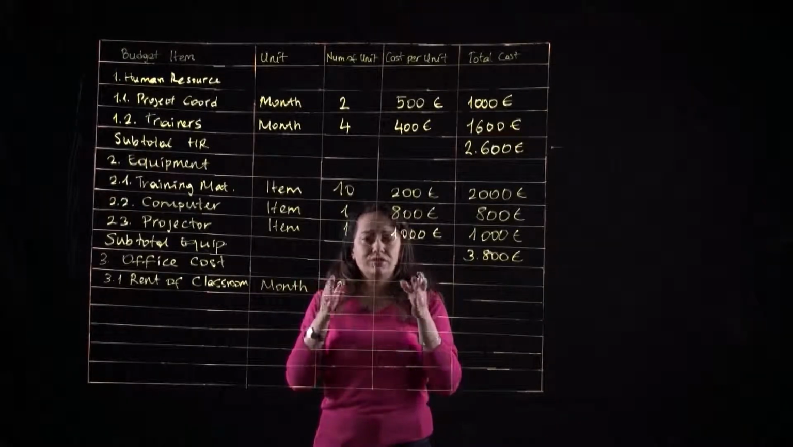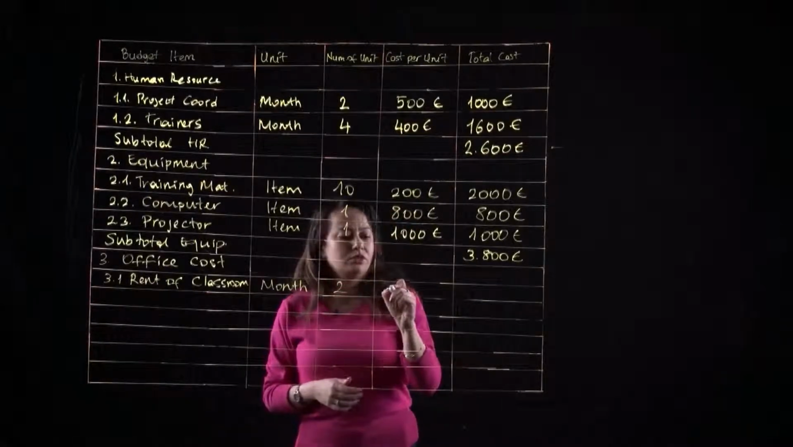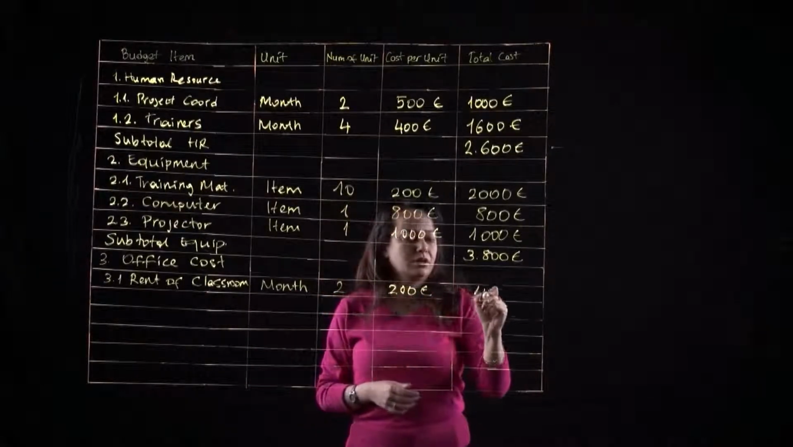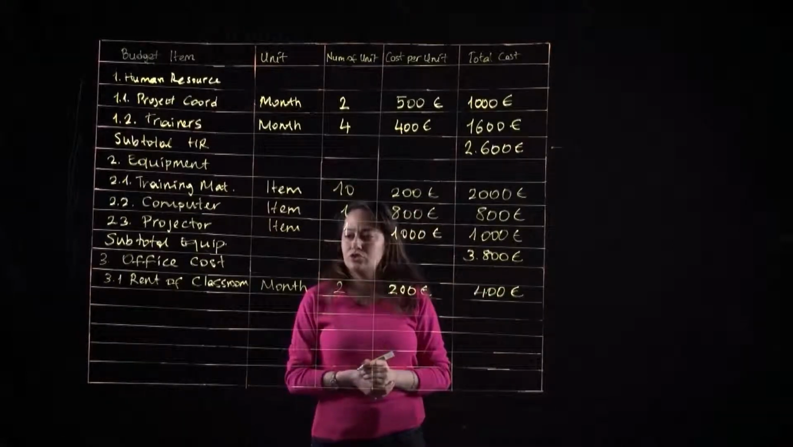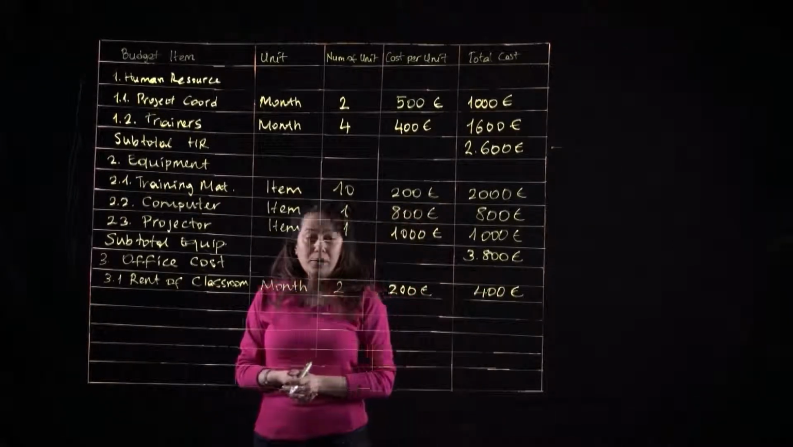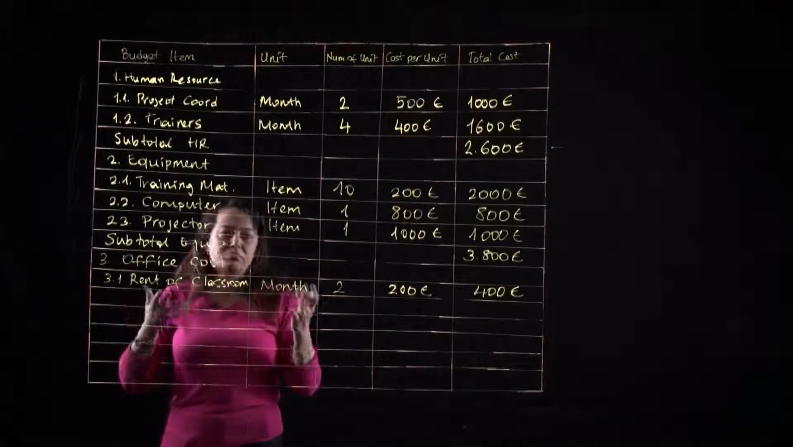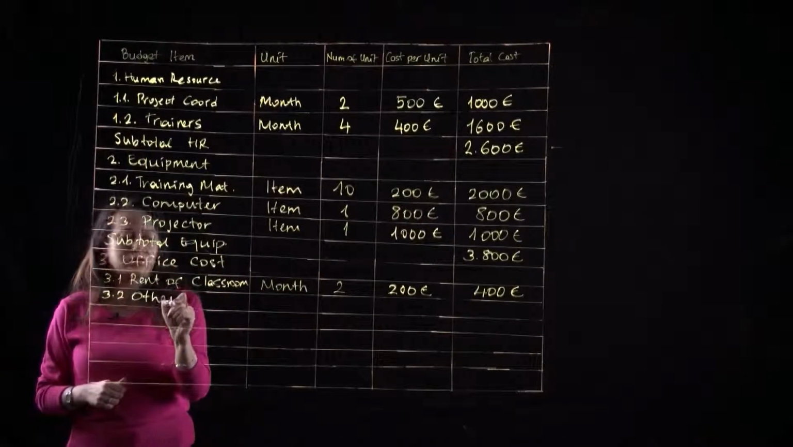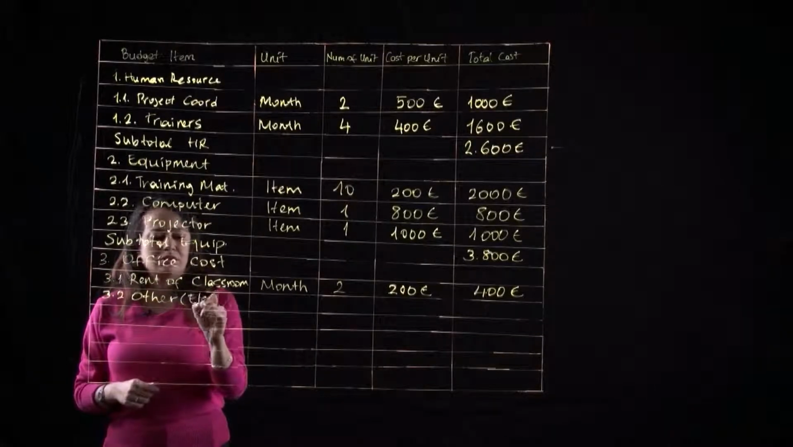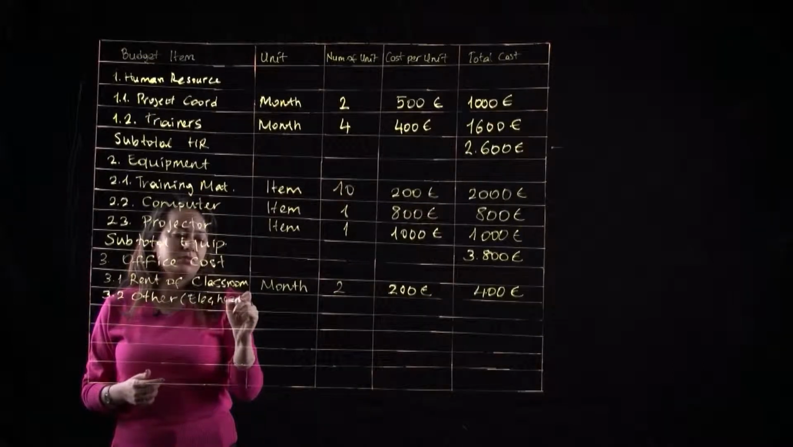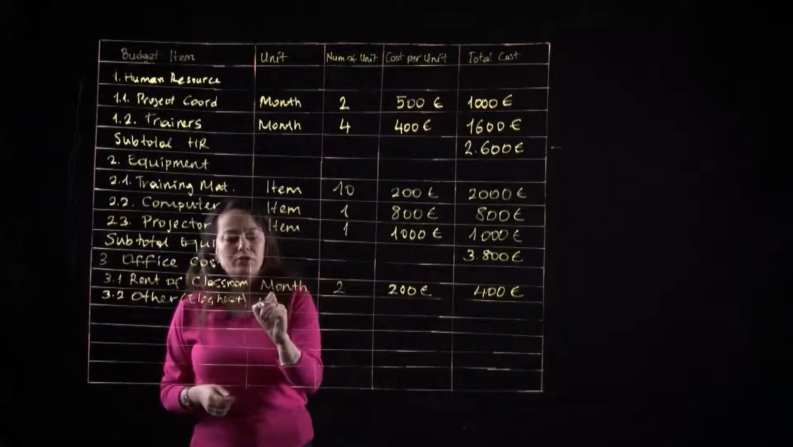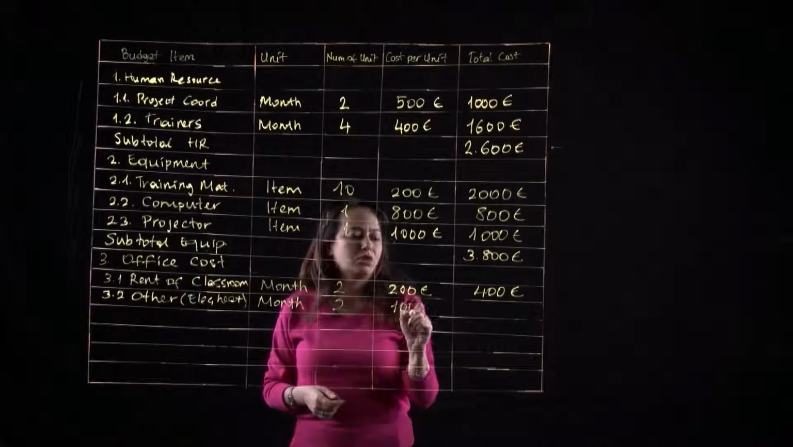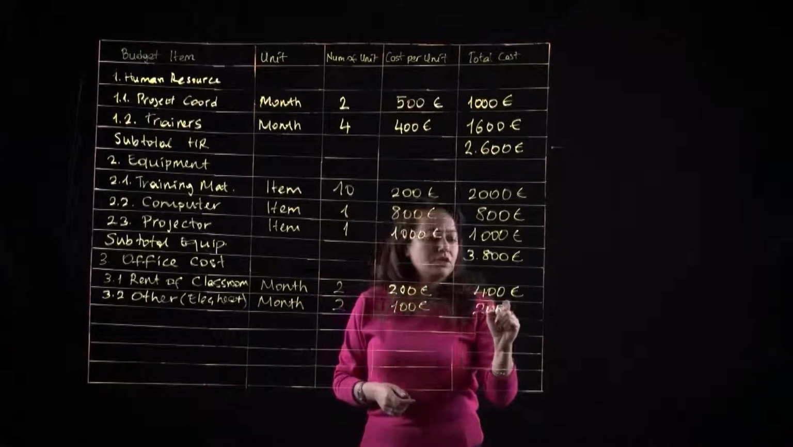So maybe monthly, just for this classroom, maybe I pay 200 euros. So it's gonna make, okay, 400 euros I'm going to pay for this classroom. What about the electricity and the heating cost of this classroom? So let's have it as other, and this is electricity, heating, cost of this office. So I'm going to have it as an item as month again for 2 months, and maybe it is 100 euros. So I will have 200 euros here.